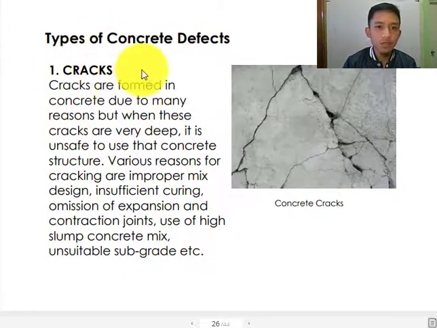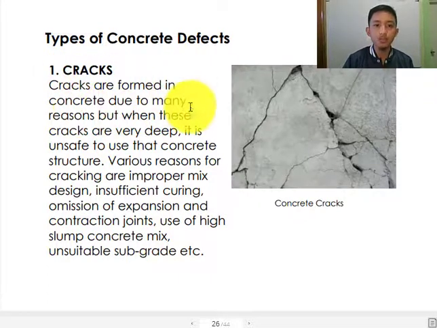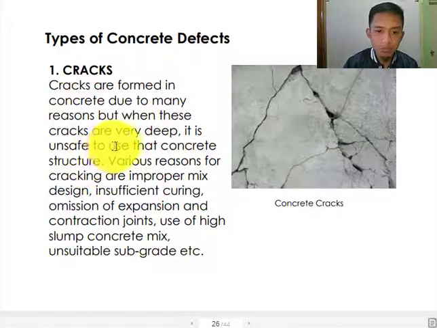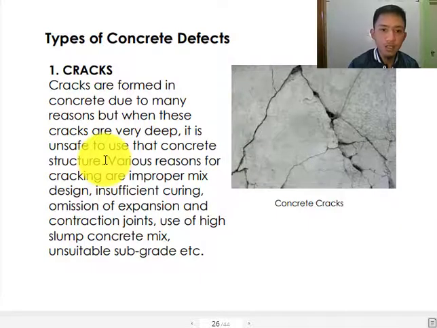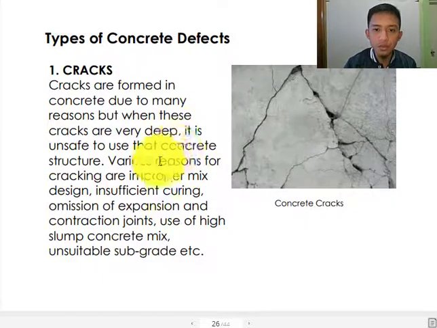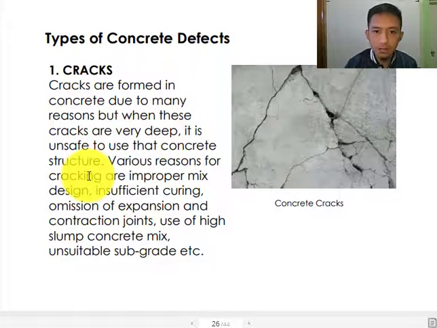Okay, so types of concrete defects, you have these cracks. Cracks are formed in concrete due to many reasons, but when these cracks are very deep, it is unsafe to use that concrete structure. If the cracks are just minimal, maybe that is on the finishing only, that is okay. But if the crack is very deep, it is already affecting inside, then you need to consider that one. Maybe you need to do retrofitting and other methods.